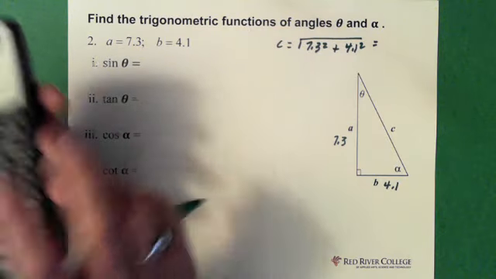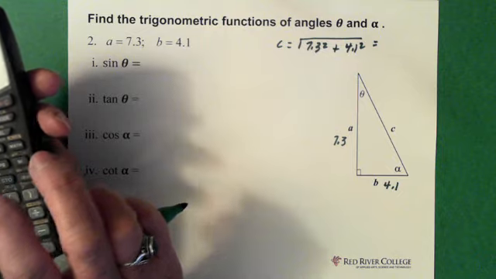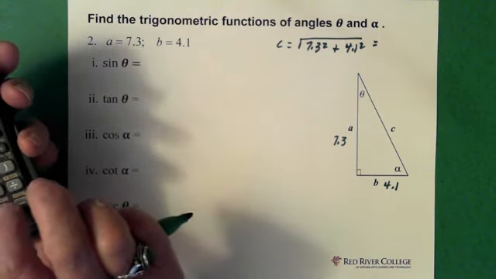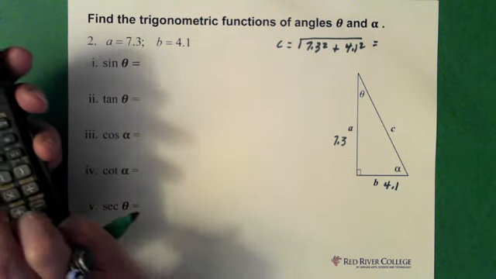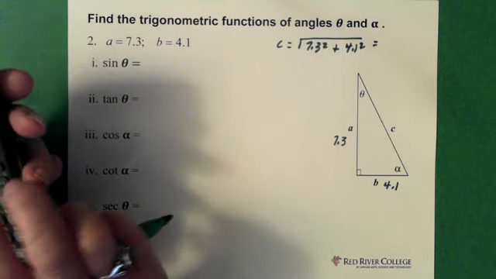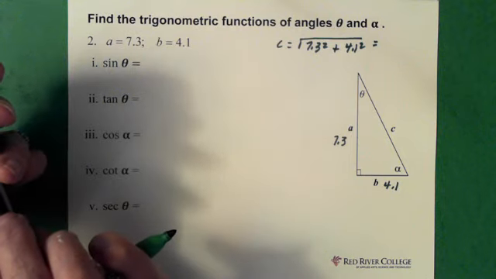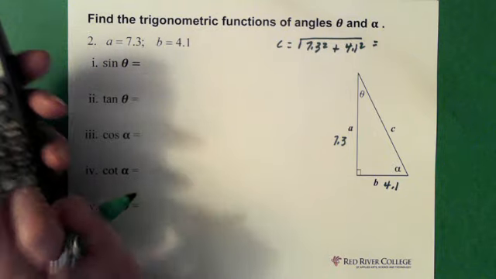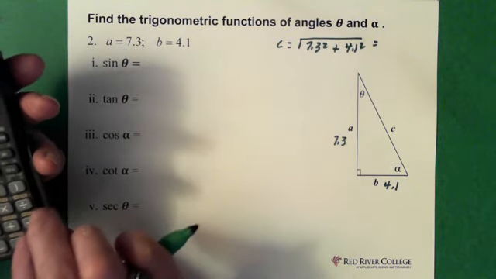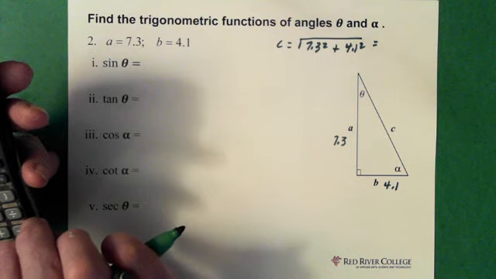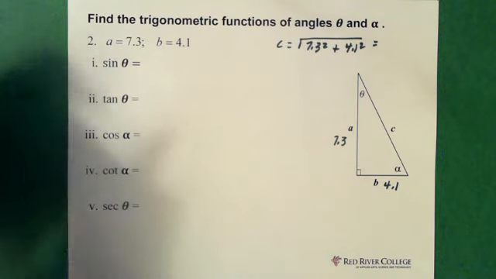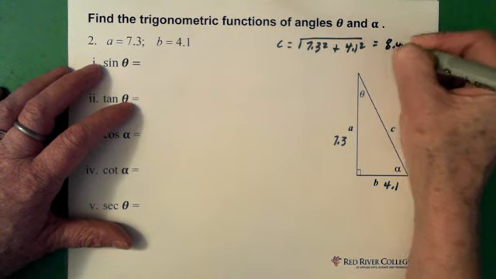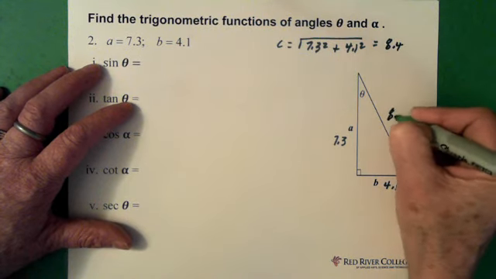7.3, oh yeah, right, different calculator. Okay. 7.3 squared plus 4.1 squared equals, and that's 70.1 .4. So our hypotenuse is 8.4. So that's what we have here.